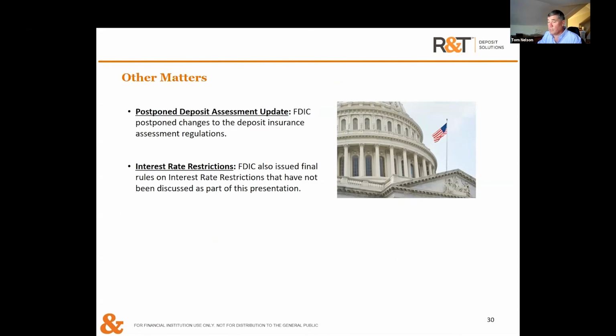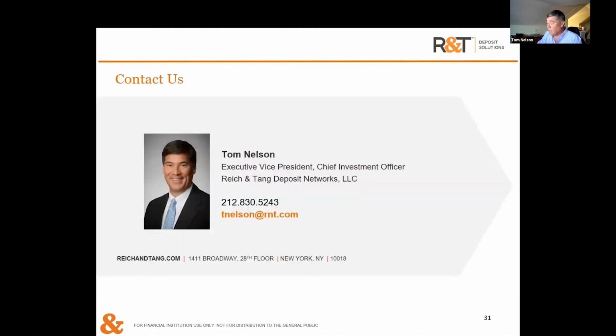Other issues, which I just don't have time to go into: the FDIC has basically punted on interest rate restrictions and assessment issues. We assume that they'll do something at some point in the coming period. So that's where we are.